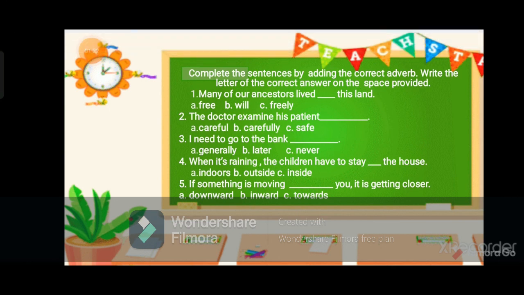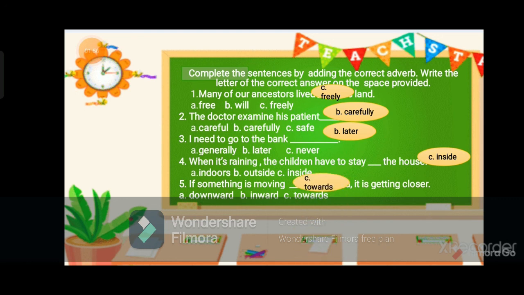Now, let us check your answers. Number one, what's the answer? Yes, letter C. Number two, what's the correct answer? Yes, letter B, carefully. Number three, letter B, later. Number four, what is your answer? Yes, letter C, inside. And number five, you're right, C, towards.